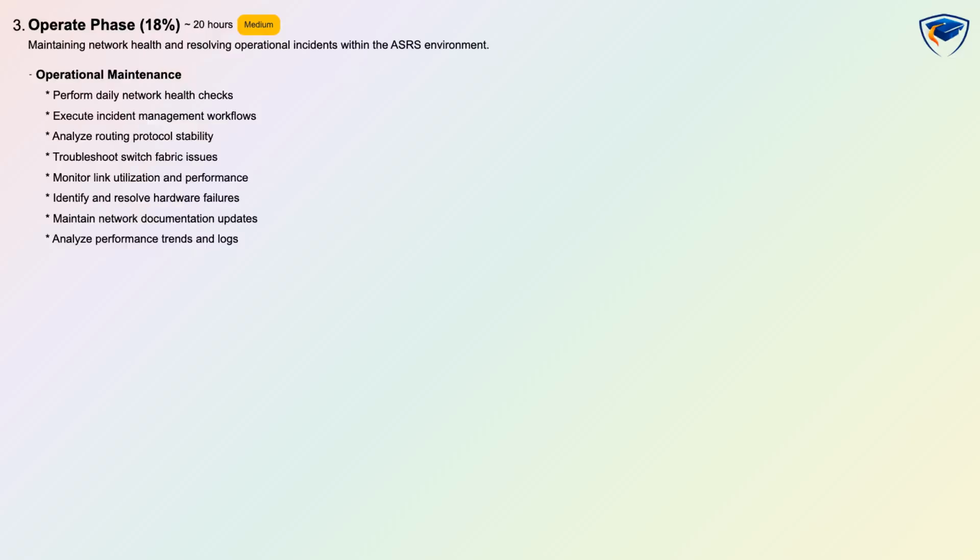Operate phase is 18%, medium difficulty, and requires about 20 hours with scenario-based assessments. This domain covers maintaining network health and resolving operational incidents in an ASRS environment, including daily network health checks and incident management workflows. You will analyze routing protocol stability, troubleshoot switch fabric issues, monitor link utilization and performance, and identify and resolve hardware failures. Keeping documentation current and analyzing performance trends and logs are essential skills for steady network operations.